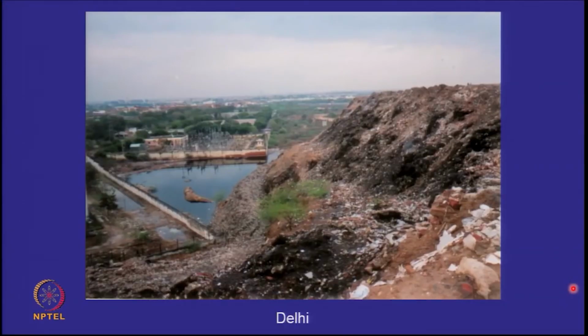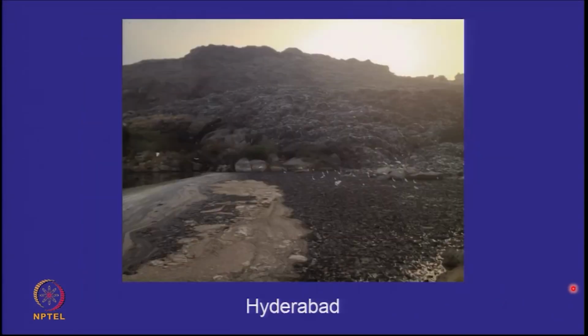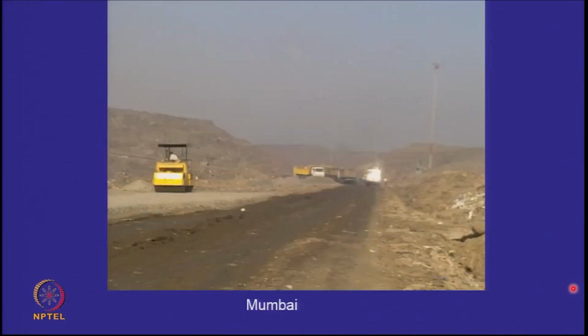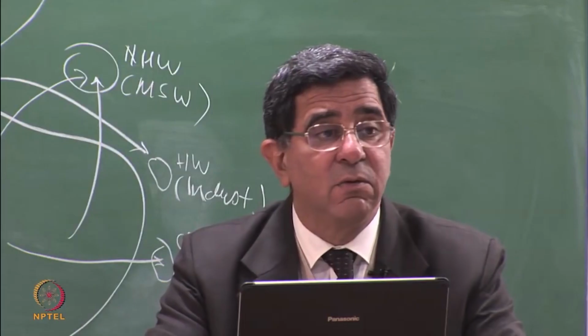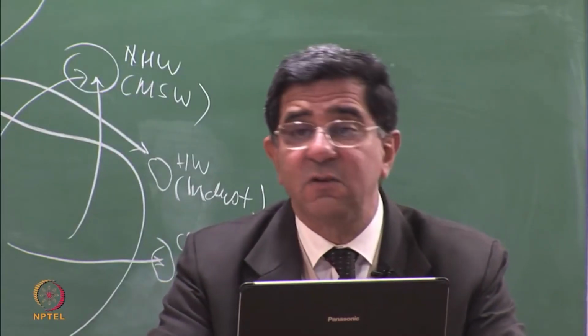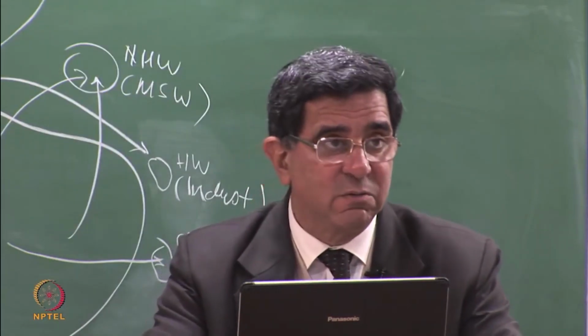We've already looked at this slide. This is a municipal solid waste dump in Delhi. This is a photograph of the municipal solid waste dump in Hyderabad. And this is a photograph of one of the municipal solid waste dumps in Mumbai. So please understand, a huge city like Delhi or Mumbai will not have one disposal site. They may have 2 to 3 or 4 disposal sites, whereas the smaller cities will have one disposal site.